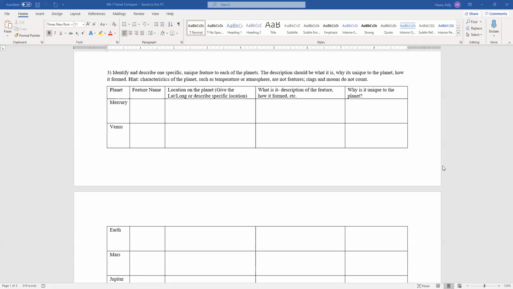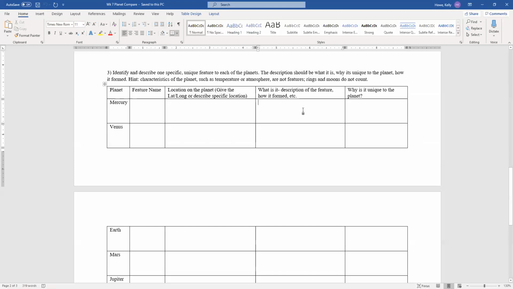Another one that messes people up are rings. Saturn has rings. Well, all the Jovian planets have rings. Saturn is just the biggest and brightest ring, so we associate that with Saturn. Again, it's not a specific feature that you can give a latitude or longitude for. So keep in mind that the feature name has to have a location on the planet.